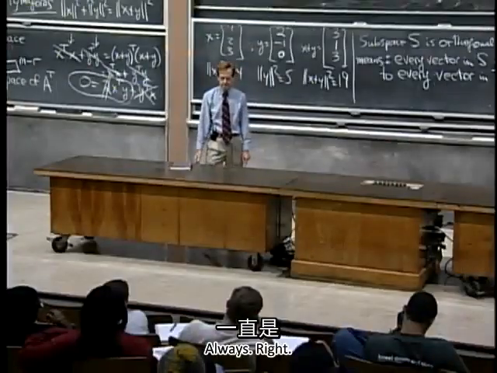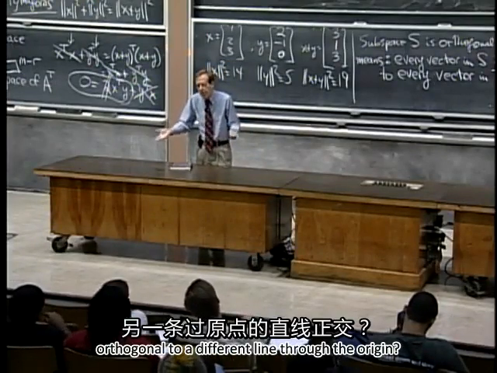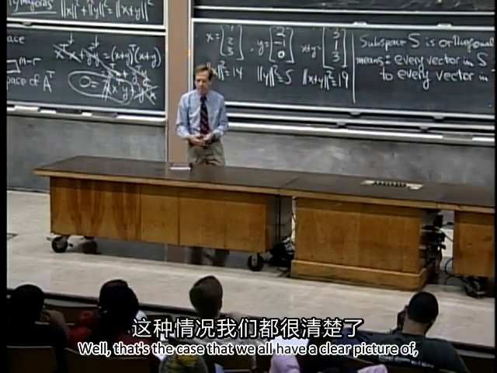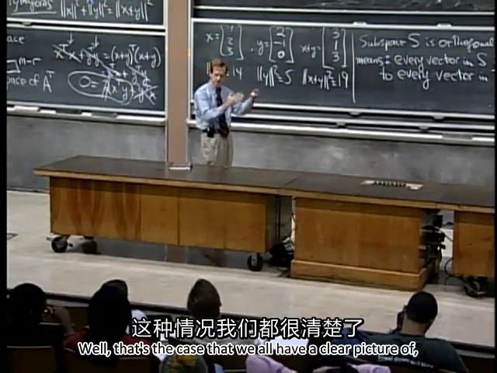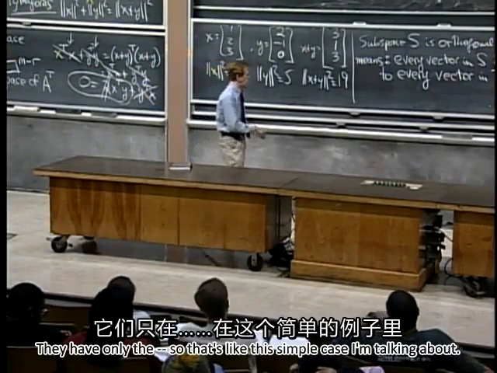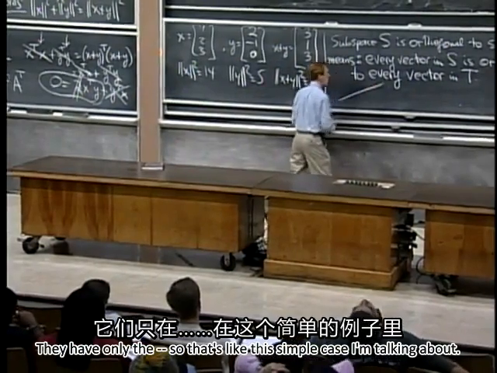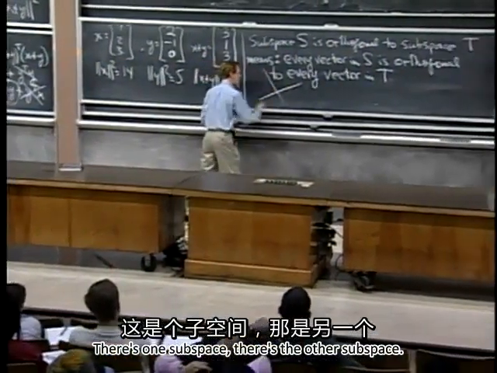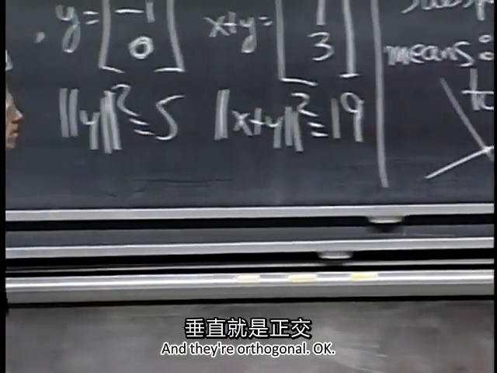Right. When is a line through the origin orthogonal to a different line through the origin? Well, that's the case that we all have a clear picture of. The two lines have to meet at 90 degrees. So that's like this simple case I'm talking about. There's one subspace, there's the other subspace. They only meet at 0, and they're orthogonal.